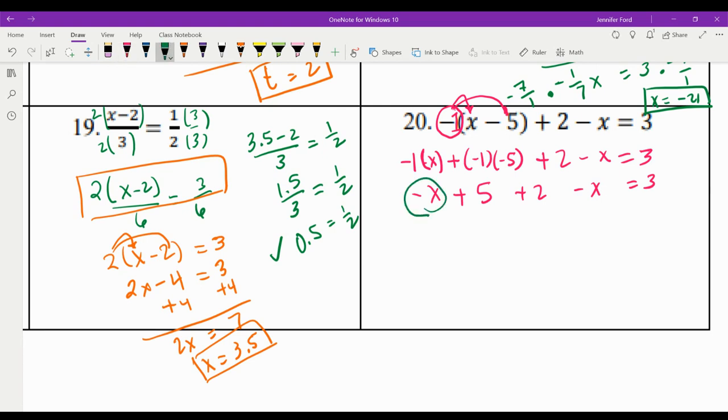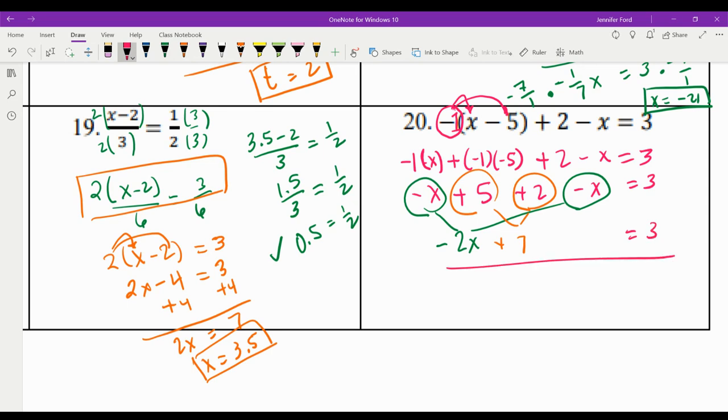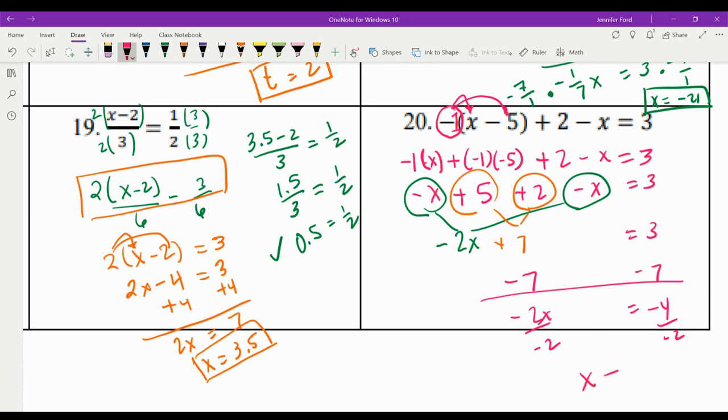Combine our like terms. I have 2 negative x's, so negative 2x. Combine these like terms. Plus 7 equals 3. Subtract 7 from both sides. I've got negative 2x is negative 4. Divide both sides by negative 2. X equals 2.